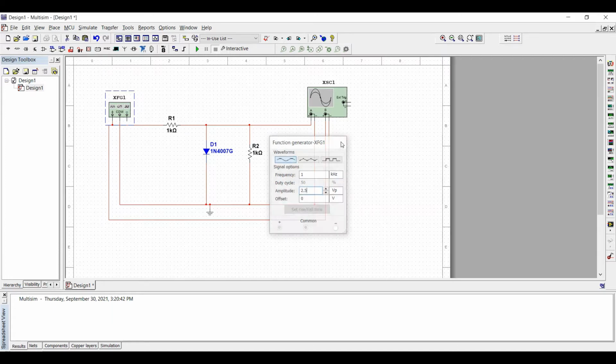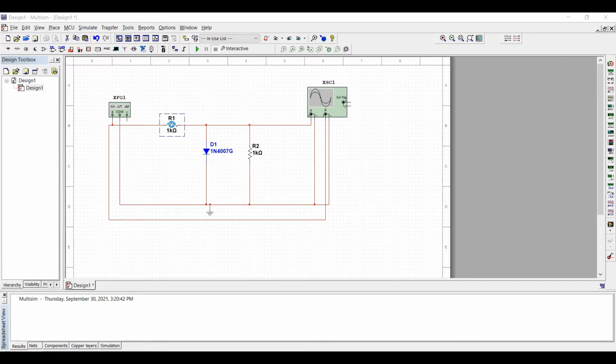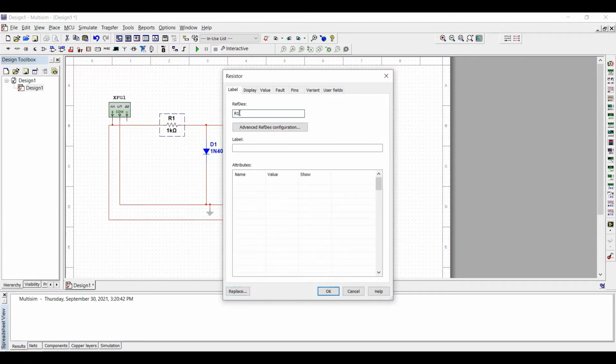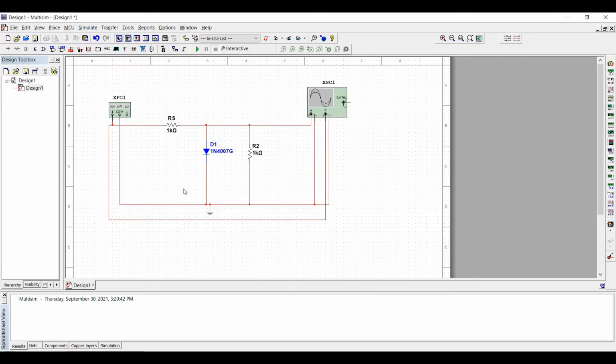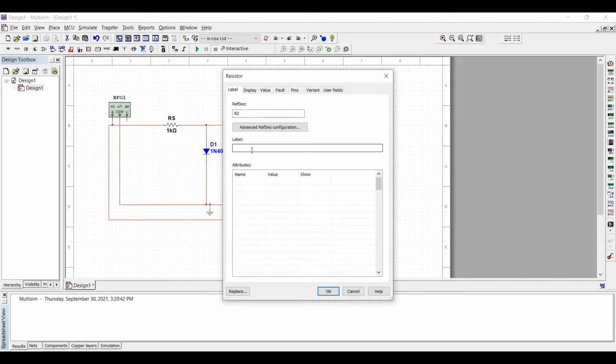So input is adjusted. Next is resistance R1. According to our circuit, we will change its value. Label to this is given as RS. Its value is 1K, so you don't need to change the value. Click OK. You can see that the labeling, that is the name of the resistance, is changed. RS is 1 kilo ohms. Diode is perfect, no need to change it. Next, go to R2, double click it. Label R2, we call it as RL.